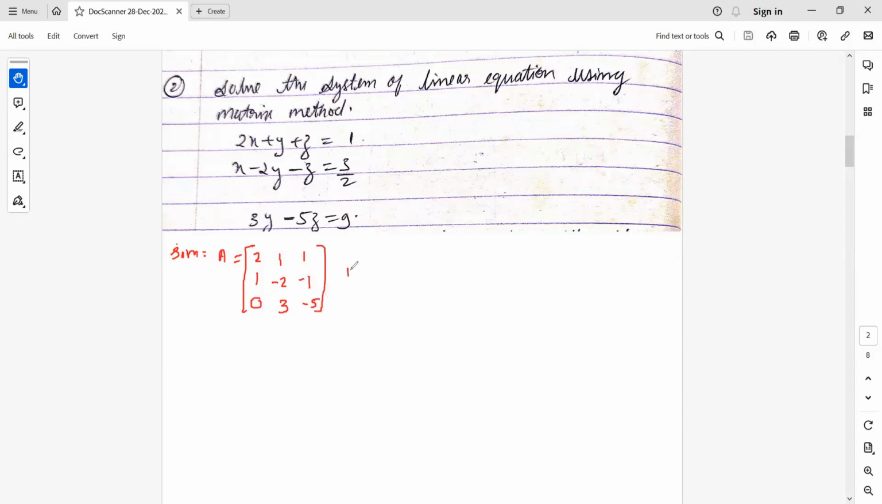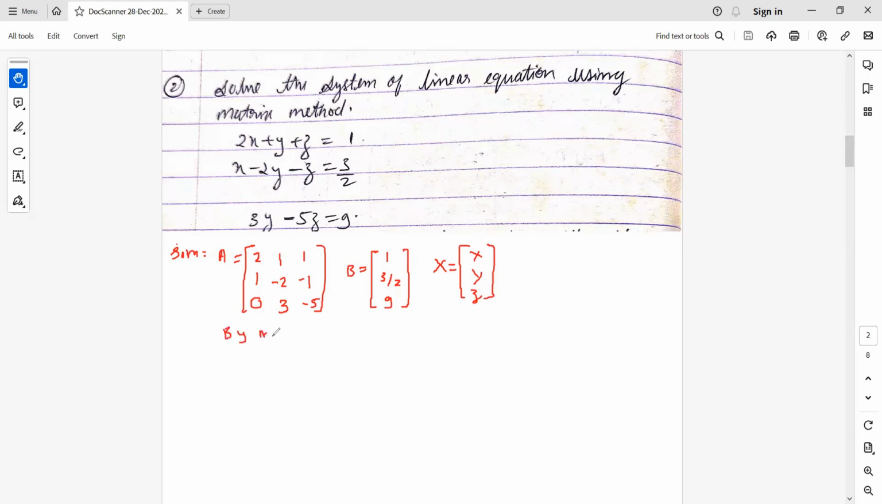Next, we need to form the matrix B. Matrix B consists of only the constants, that is 1, 3 by 2 and 9. Matrix B. And then matrix X. Matrix X consists of all the unknown terms, X, Y and what? Z. X, Y and Z. Three unknowns are there.